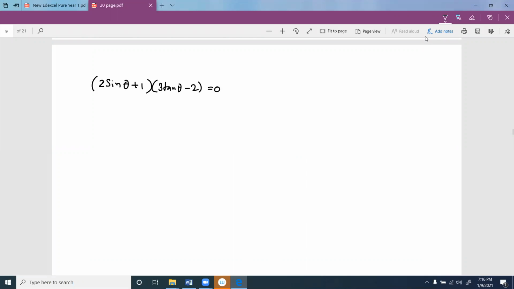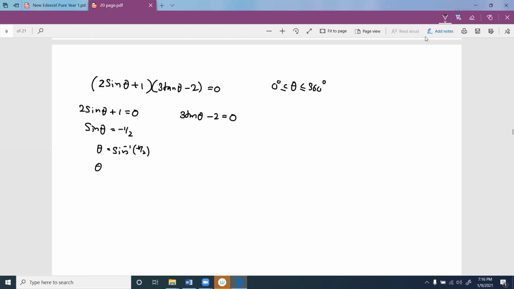Here also they have given the range 0 to 360. Now let's go ahead with this. According to this one, you can say 2 sine theta plus 1 equals 0, or 3 tan theta minus 2 equals 0. From here you can say sine theta equals minus 1 over 2. So theta equals sine inverse minus 1 over 2. Right?